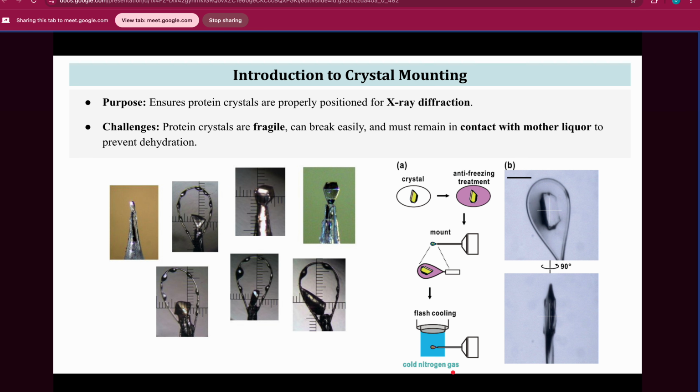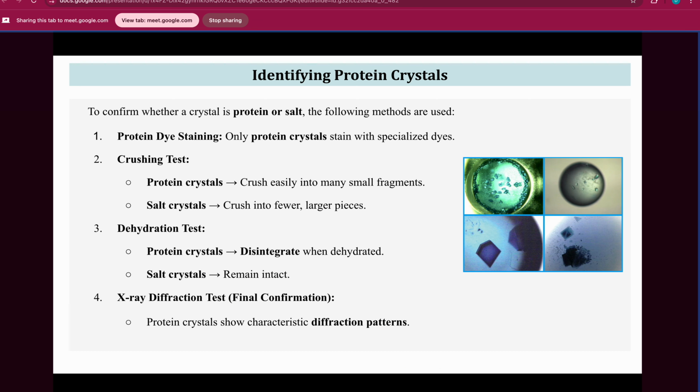So now, in the next slides, we will see why we want to cryopreserve it, why we need cold treatment. But before moving on, we first need to identify the protein crystals. Now you have performed the crystallization, but before mounting the crystal, you want to make sure that the crystal you are picking up is a protein crystal and not some impurity or a salt crystal. There are different methods which exist.